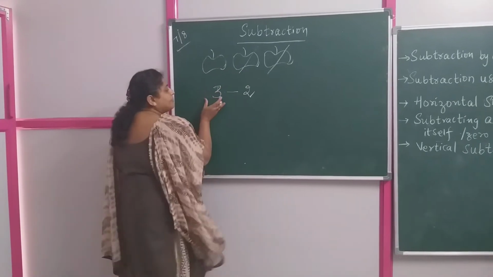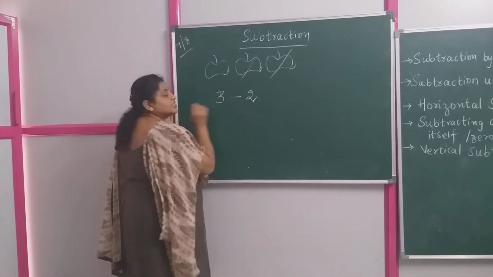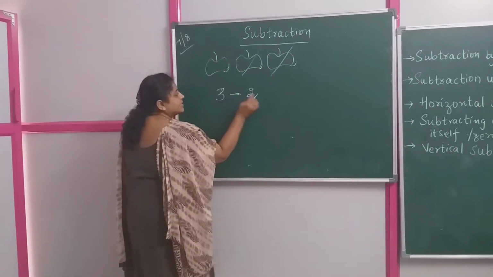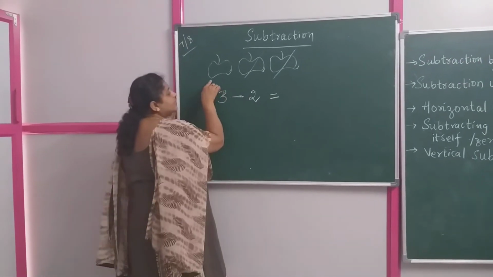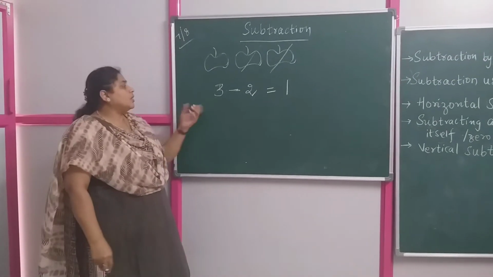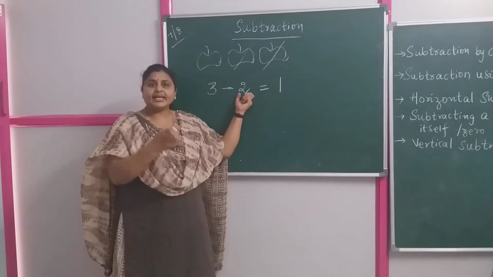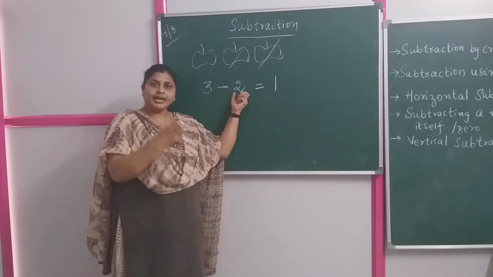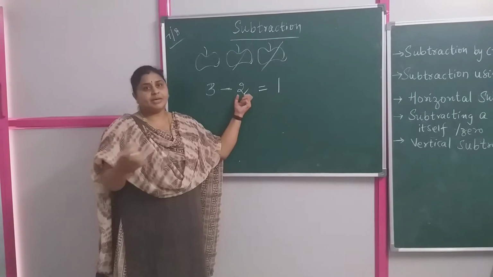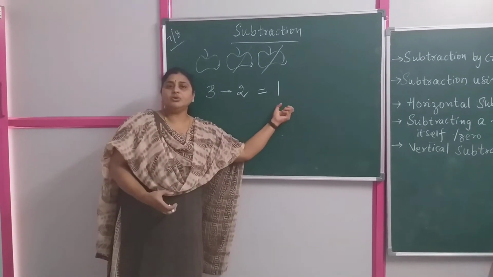So from 3 apples, I have taken away 2 apples. And what is the symbol we are using for the subtraction? Minus. So how many apples were left over? 1. Got it children? Now, from 3 we have taken away 2. Taking away is nothing but subtraction. 3 minus 2 is equal to 1.